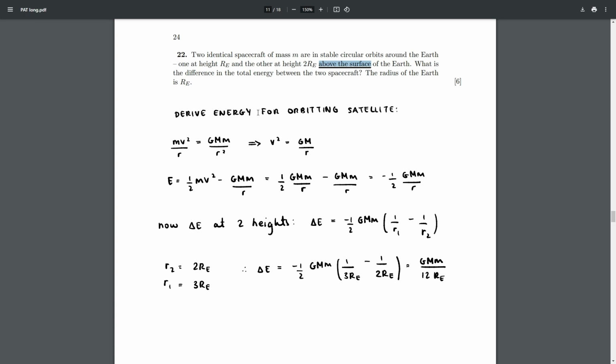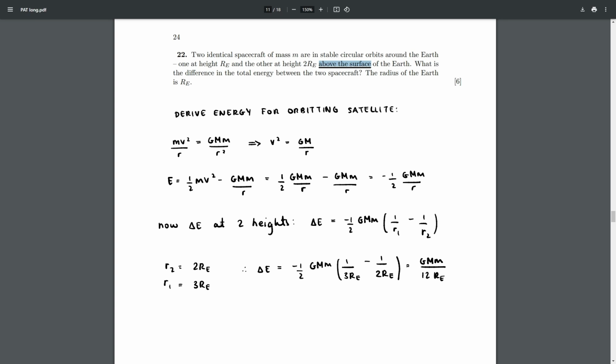So we can derive the total energy for an orbiting satellite first at a general radius r. And we do this by equating the centripetal force, mv squared over r, to gravity, because that's all that's causing it in the circular orbit. And we find that the velocity squared is GM over r. And we know our total energy is kinetic plus the potential. Potential is obviously negative by its definition. So we get the total energy of an orbiting satellite is minus 1 over 2 GMm over r. And that's for a radius r.